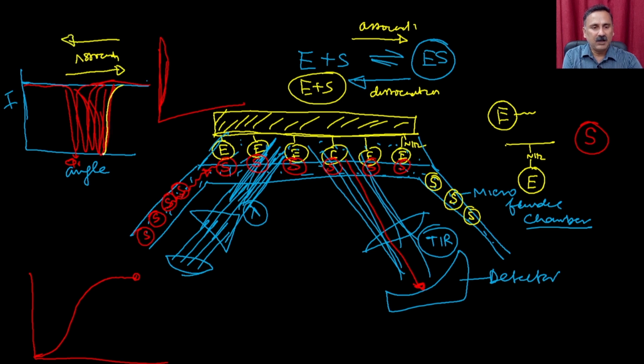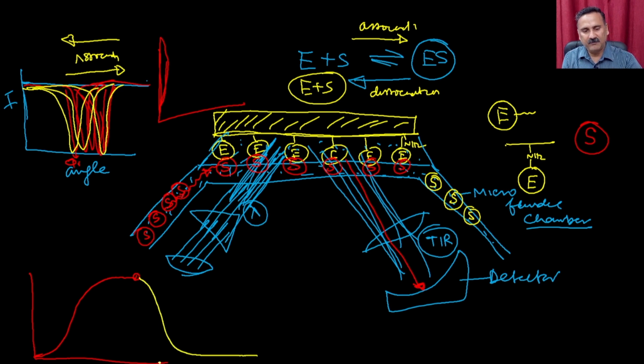This means it is going to show you like this, then like this, and then it is going to show you the original peak. Okay, and it is going to show you like this, and it's going to become flat. This means this is going to be your association kinetics, right? So this is going to be the association curve, and this is going to be the dissociation curve, right?